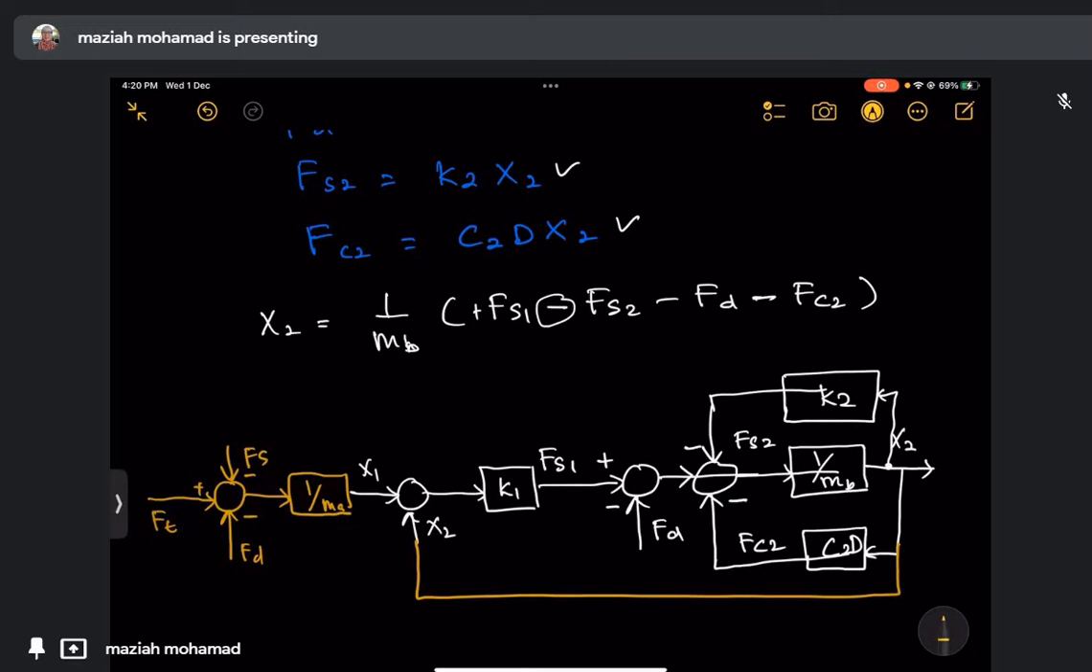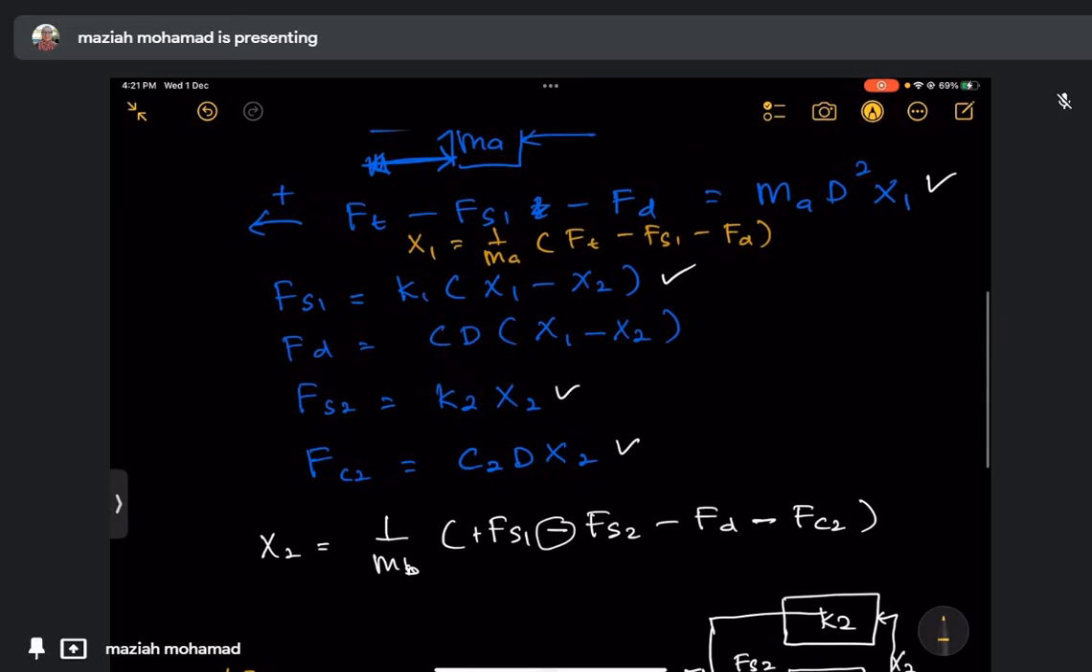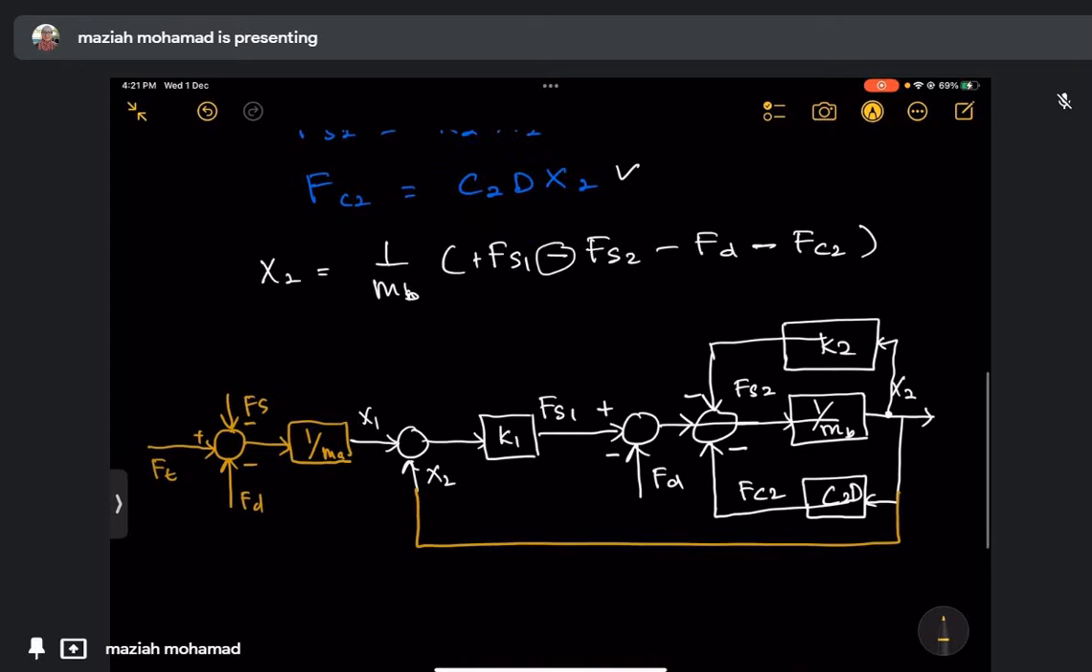And then we need to solve for FD. Okay, FD is CD times x1 minus x2. Okay, so CD times x1 minus x2, because here we have x1 minus x2. Okay, multiply with CD we get FD. Okay, so then we'll be able to connect that one.